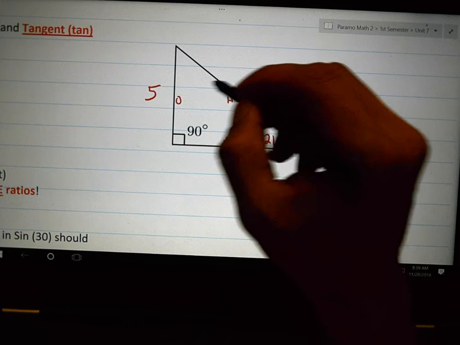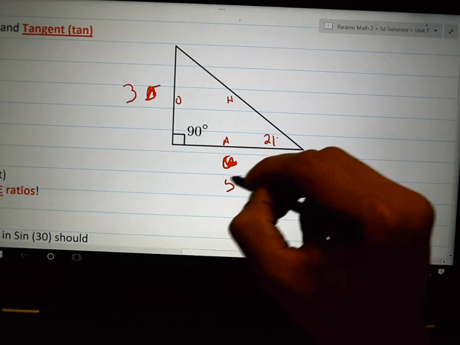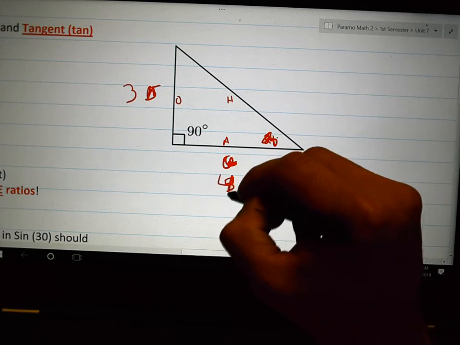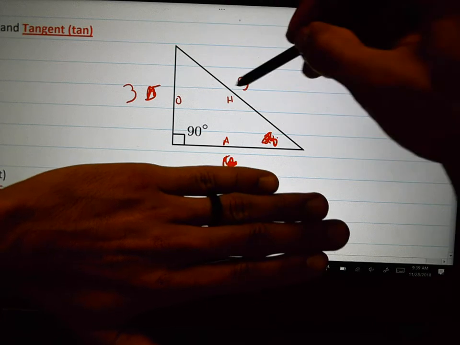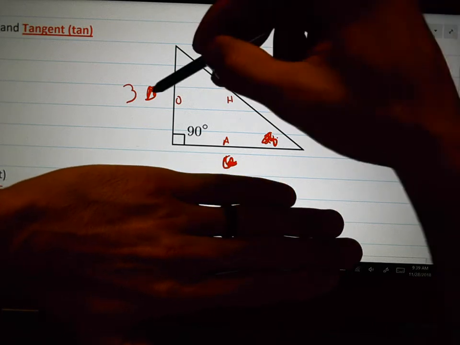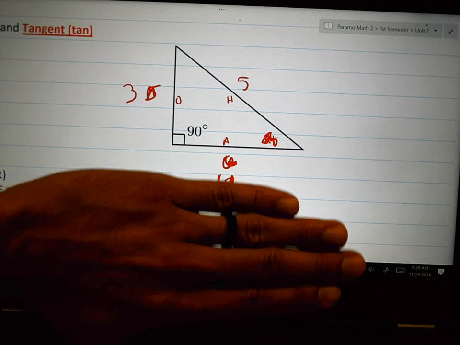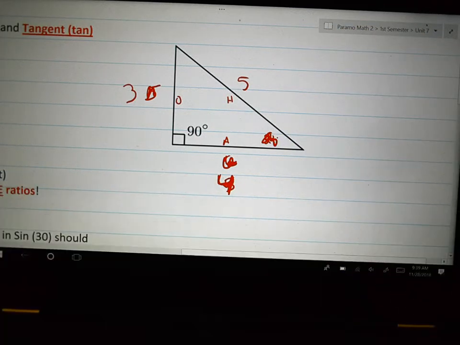But if I had, let me change these numbers real quick just so that I have it here. I don't know what this is. 3, 4, 5. If we're talking about the O and the H, we're going to be talking about the sine, opposite over hypotenuse. If I talk about the A over H, we're talking about the cosine. Question?